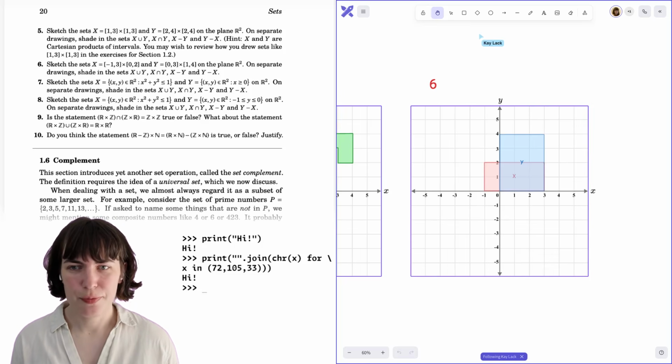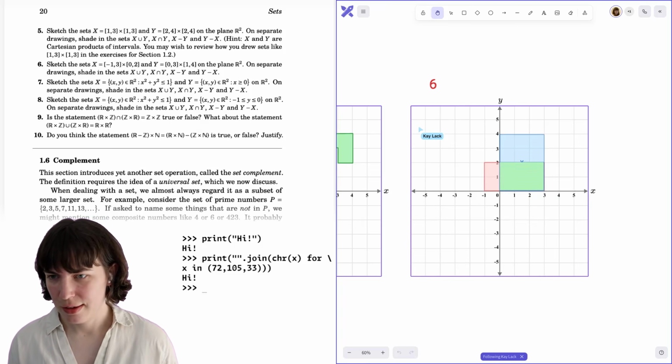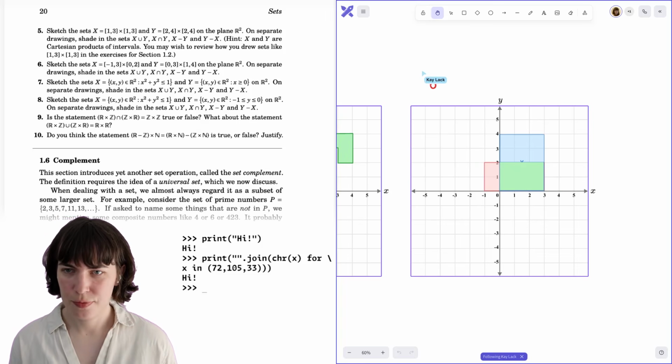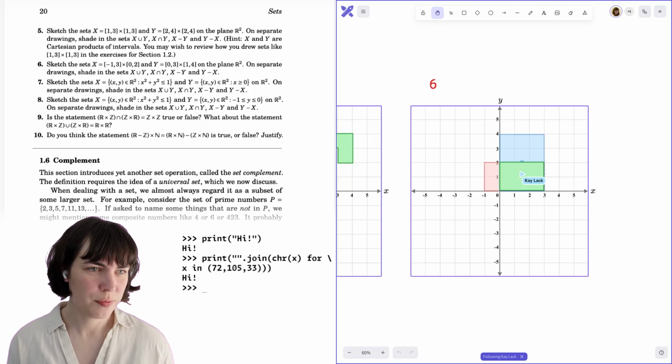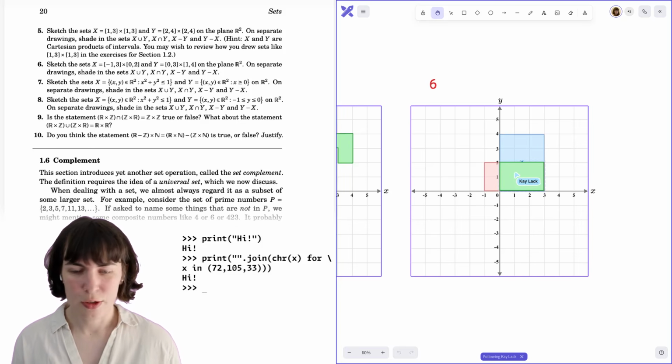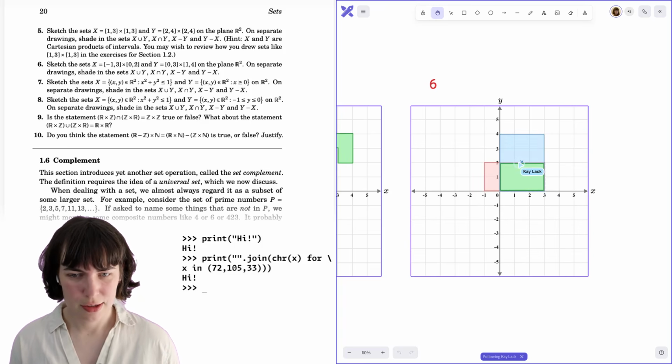Let's just sketch them out. So the intersection will look like this. No. The intersection will look like this. Sorry, I was getting these wrong. The union will look like this. The intersection will look like this.